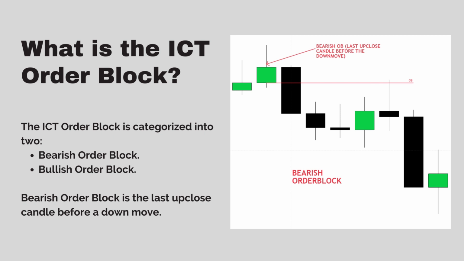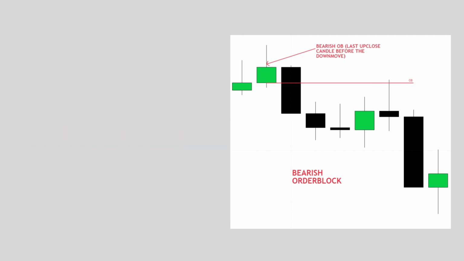As highlighted in this diagram, we have the last up close candle which created the swing high, and after that we saw the market drive lower. In this instance, this bearish order block was confirmed when this bearish candle closed below it. So we see the market drive lower from there, and this is the bearish order block.